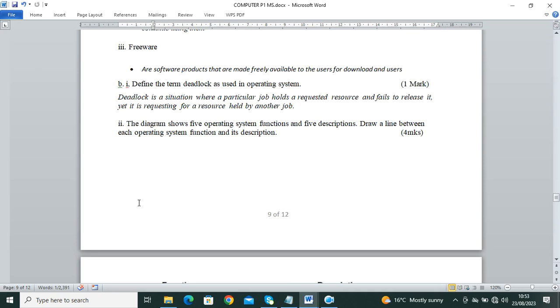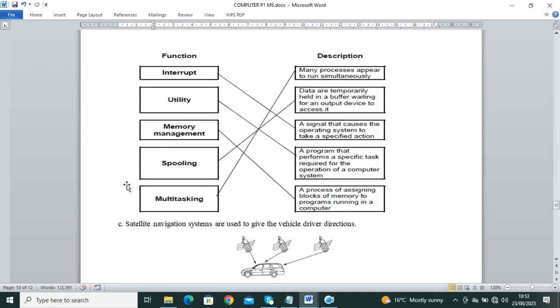The diagram shows 5 operating system functions and 5 descriptions. Draw a line between each operating system function and its description. So we have the interrupt. The interrupt is a signal that causes the operating system to take a specific action. We have utility. It is a program that performs a specific task required for the operation of the computer. We have spooling.